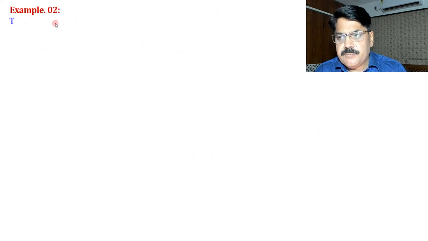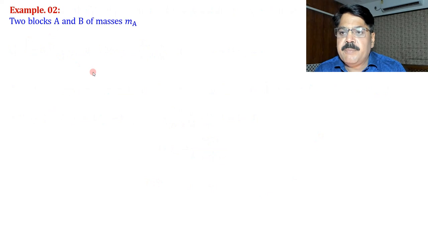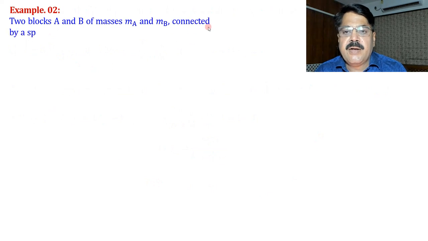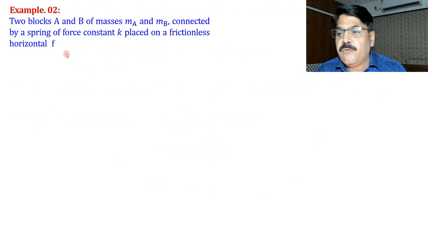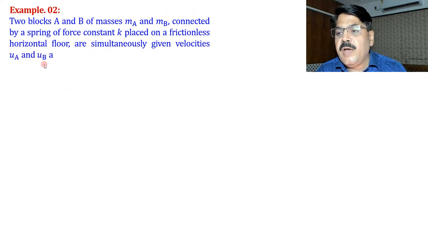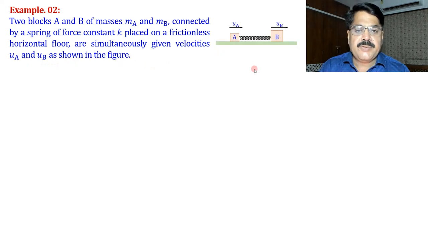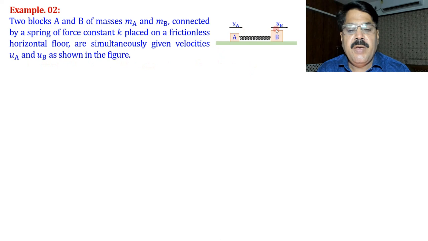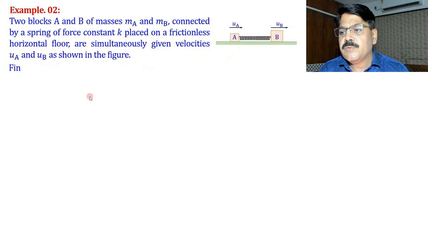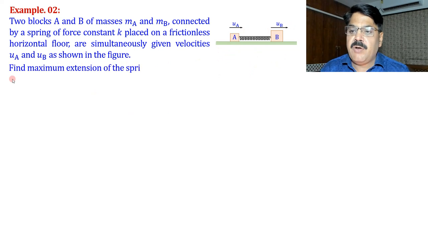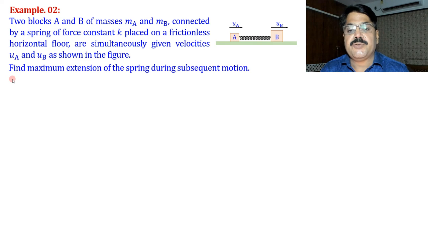Example 2. Two blocks A and B of masses ma and mb connected by a spring of force constant k placed on a frictionless horizontal floor are simultaneously given velocities ua and ub as shown in the figure. Instead of applying force, the blocks are given simultaneously these velocities. This block is given velocity ub and this block is given velocity ua, and it is seen that ub is somewhat larger. So the spring will initially extend. Find the maximum extension of the spring during the subsequent motion.